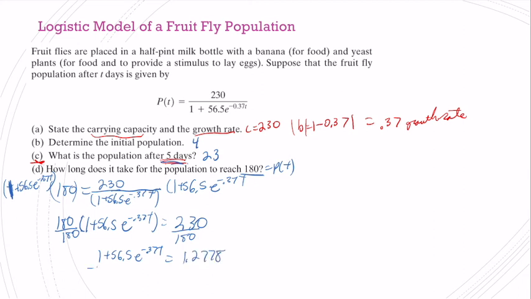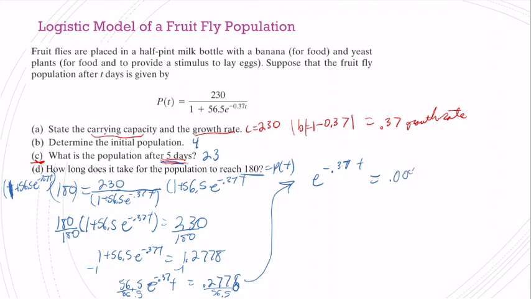I can subtract 1 from both sides. So I get 56.5 e to the negative 0.37t equals 0.2778. Now, I know I still need to get this e by itself. So I'm going to have to divide both sides by 56.5. We're going to move over here so we have some more room. That gives me e to the negative 0.37t equals 0.0049. I'm going to go ahead and take the natural log of both sides.